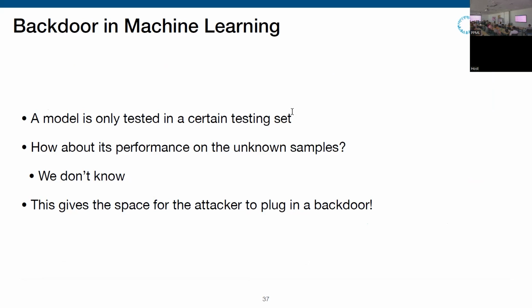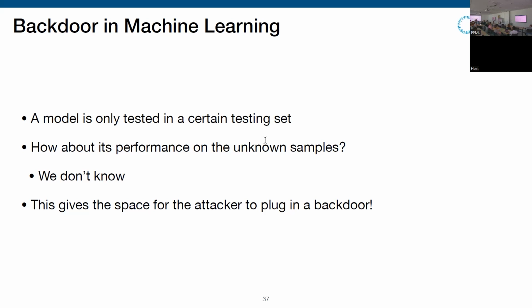So the so-called machine learning backdoor is right now the second most popular machine learning security attack. The first one is adversarial examples. In terms of the number of submitted papers, backdoor is still ranked very high in the Big Four security conferences. So the so-called backdoor is actually simple.